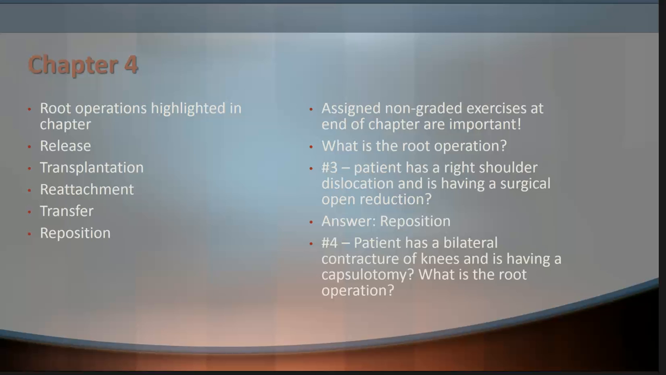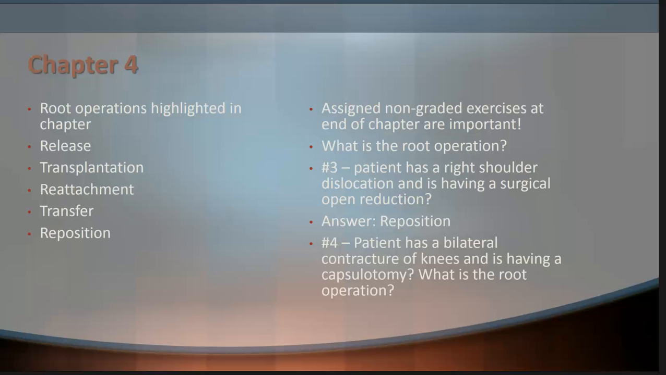So as you're asking yourself, okay, what is a capsulotomy? We do know the anatomy of the knee, but you need to figure out what that word capsulotomy means. You may want to break it down from a medical terminology standpoint, using the suffix to identify what it means. They're cutting into this patient's knee.